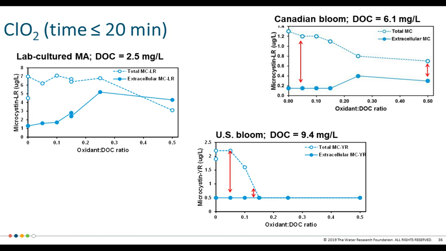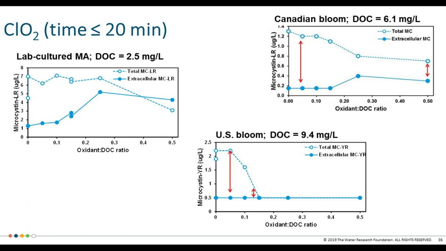It's a knowledge gap about what's the impact of the cell health or their age. We try to take them all at the stationary phase, but their health and the effect on the efficiency of oxidation, that's a knowledge gap to be answered. But we can see for the Canadian bloom, we have a release. So we can see that the total number was dropping and extracellular came up, but then they became parallel lines. So it means that at some oxidant-DOC ratio, we had a release, we had oxidation of some of the released toxins, but then it was not efficient anymore.